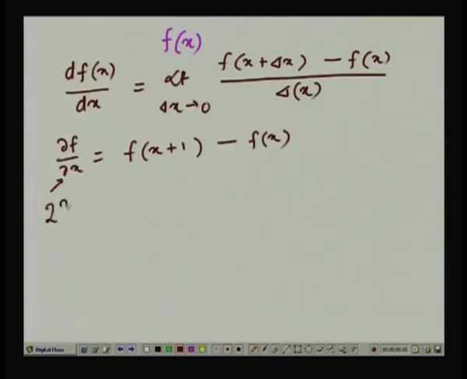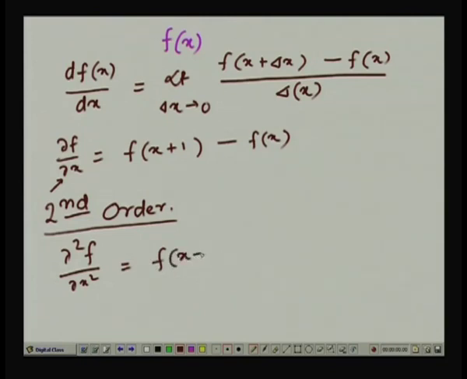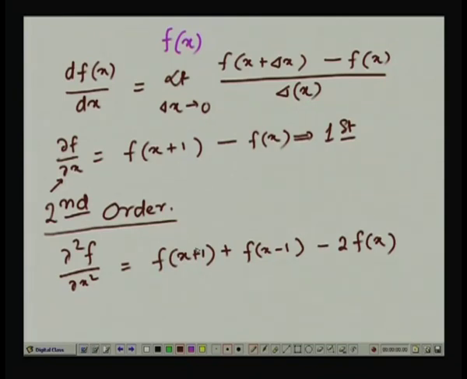Similarly, the second order derivative of a discrete signal in one dimension can be approximated by del 2 f upon del x 2, which is given by f(x plus 1) plus f(x minus 1) minus 2 f(x). So, this is the first order derivative and this is the second order derivative, and you find that these two definitions of the derivative operations satisfy the desirable properties that we have discussed earlier.